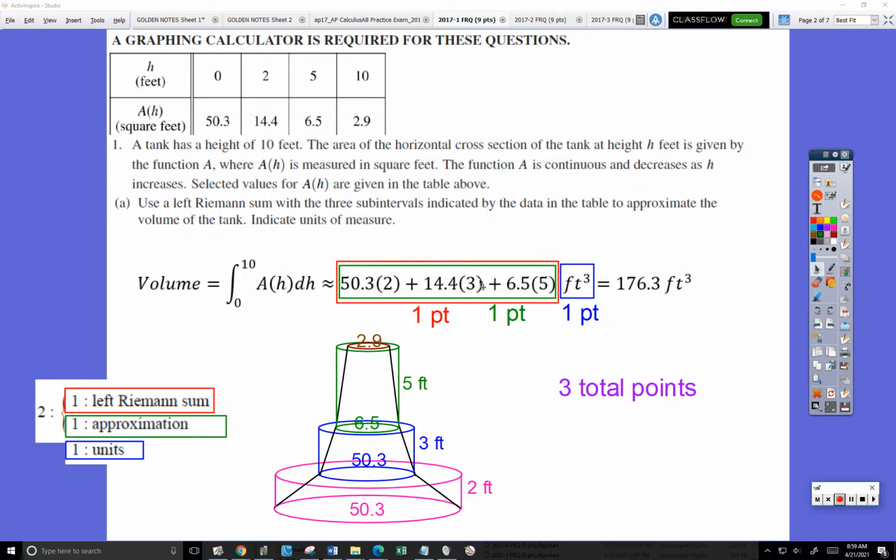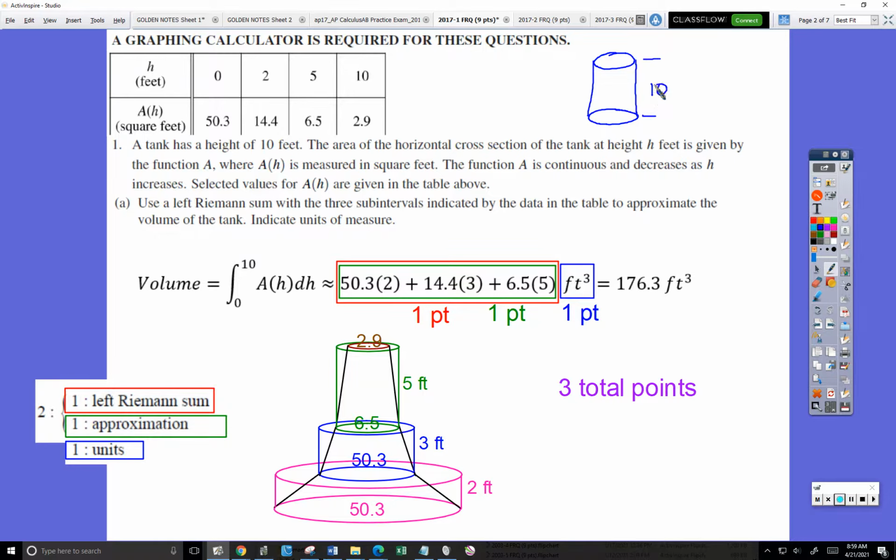This is 1A. It says a tank has a height of 10 feet. So the height of the tank is 10 feet. So I'd probably be thinking, okay, I've got a tank of some sort. So I want to go slow and comprehend as I read. The height of the tank is 10 feet.